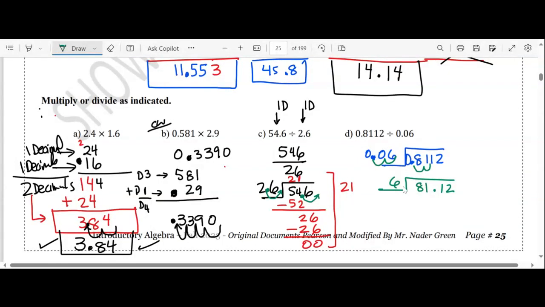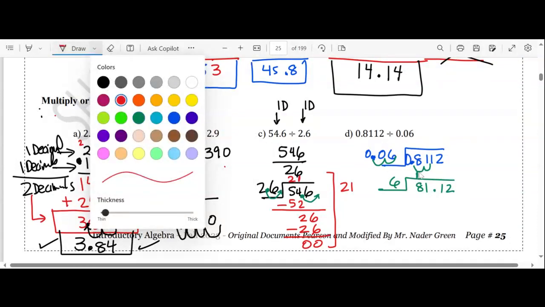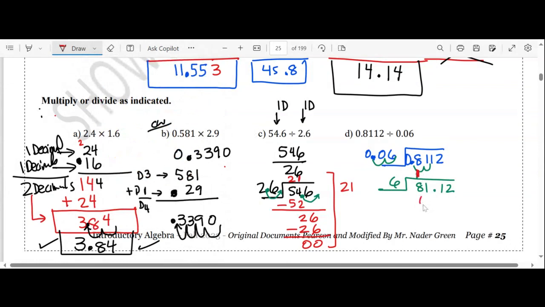So you're gonna get 6 goes to 8. How many times? 1 time, correct? So 1 times 6, 6. Subtract, you're gonna get 2, and then bring the 1 here. 6 goes to 21. How many times? 3 times. 3 times 6, 18. And you subtract, what you're gonna get? 3. Correct? And then you bring down the point, right? So if you bring the point, you put it here, correct?